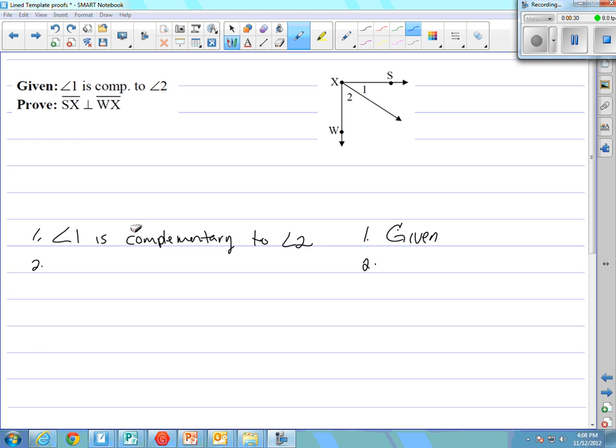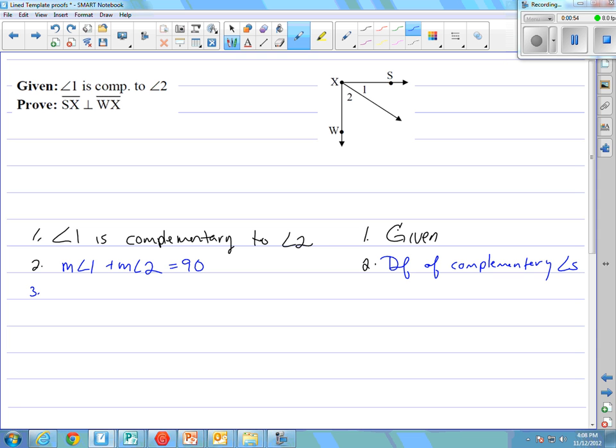I wrote down the given already: angle 1 is complementary to angle 2. We talked in class, complementary means they sum to be 90 degrees. So I'll say measure of angle 1 plus measure of angle 2 is equal to 90 degrees. That's the definition of complementary angles.